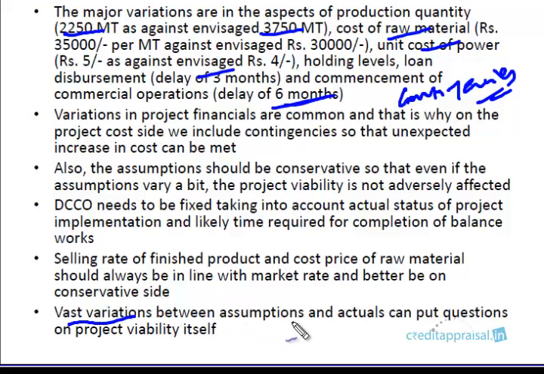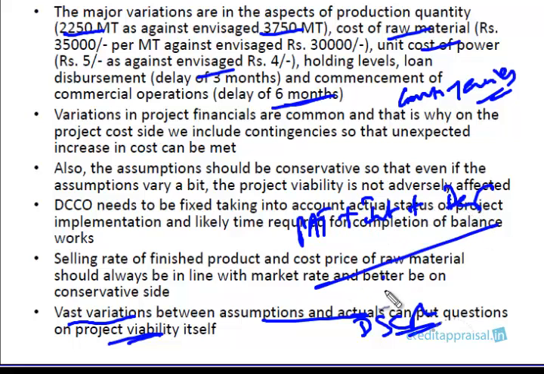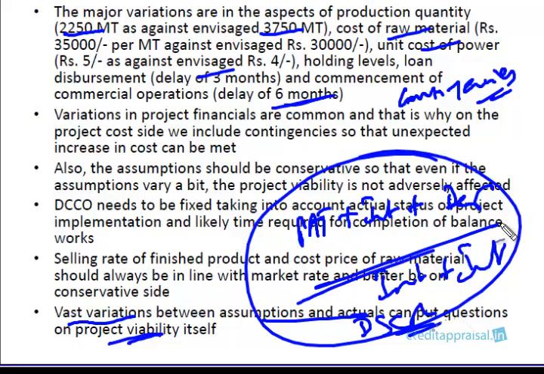Because if there is a vast variation between the actuals and the assumptions, the project viability itself can be affected. Because the project viability, if you recall, the DSCR, the repayment capacity, is based entirely on the projected financials. The DSCR, if you recall, is profit after tax plus interest on term loan plus depreciation, divided by installment plus interest. The denominator is what the company has to repay to the bank, installment plus interest. This will not change unless there is reschedulement. So this will be fixed.